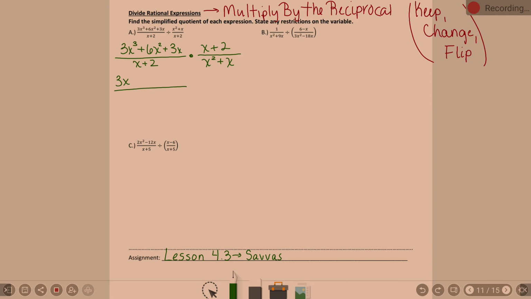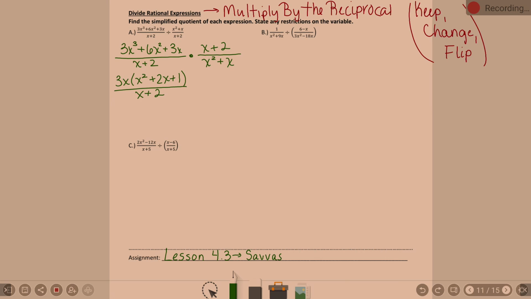So 3x. 3x cubed divided by 3x is x squared. 6x squared divided by 3x, 2x. 3x divided by 3x, 1. Well, that made life a lot nicer, didn't it? And it's still going to be, in my book, over x plus 2. Paul's already canceling the x plus 2's on me.